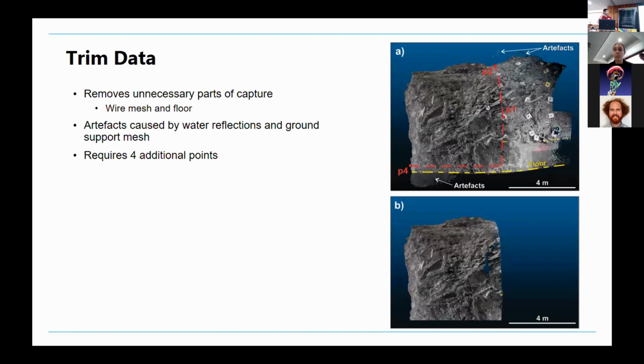So what I mean by that is it removes the unnecessary parts of the capture. The ground support mesh, this part over here, and the floor tend to also create artifacts within the rock mass, which makes no sense. So that would be an example of an untrimmed capture, and the one at the bottom there is an example of the same capture, but it's been trimmed.